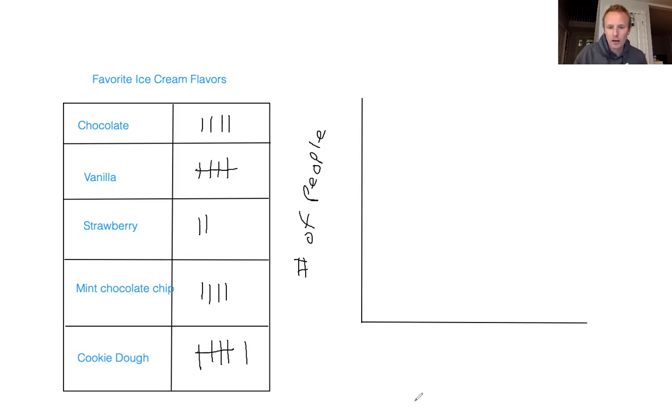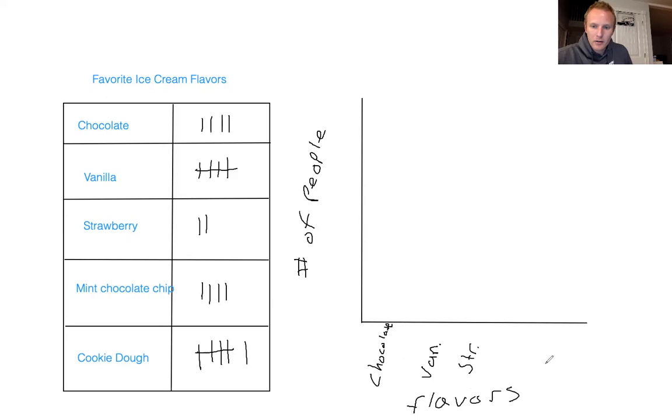And down here are my flavors, and I'm going to leave myself room to write those flavors in. This is tricky again to write sideways. So I'll write chocolate. I might have to abbreviate these. We'll call that vanilla, strawberry, mint chocolate chip we'll just call MCC, and cookie dough we'll call CD.